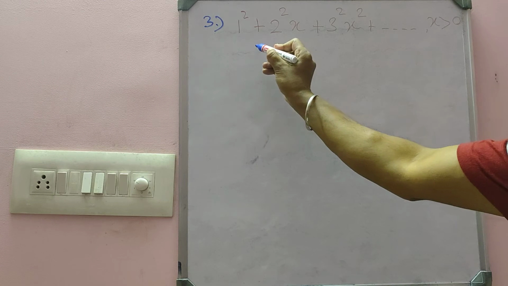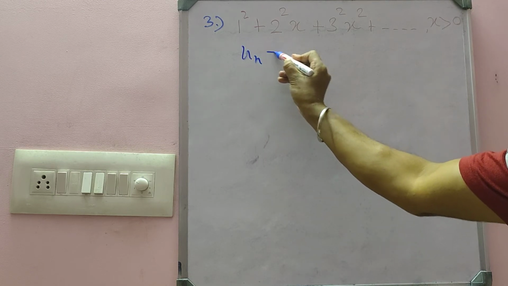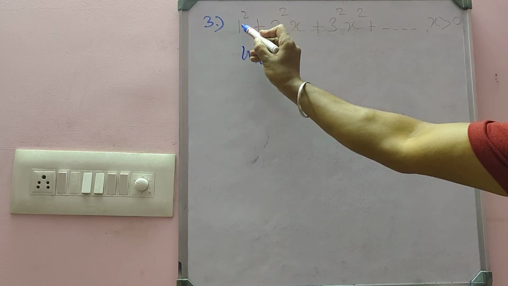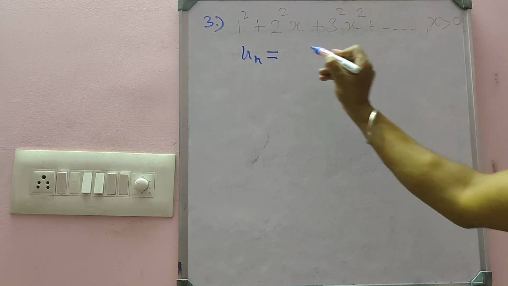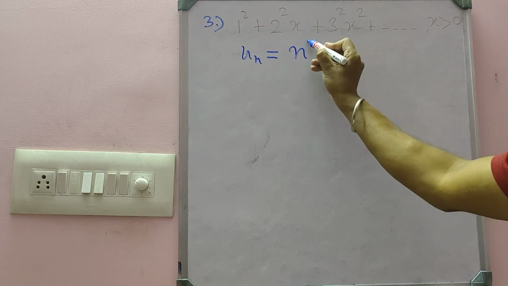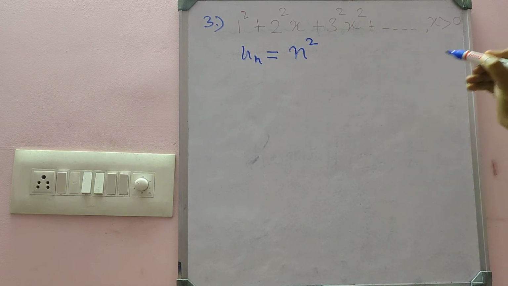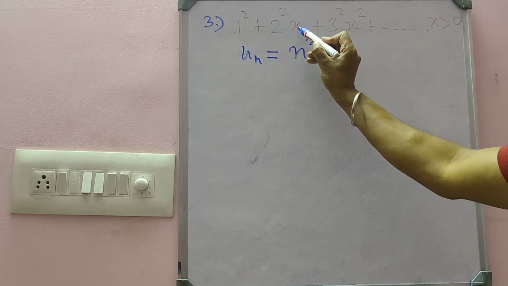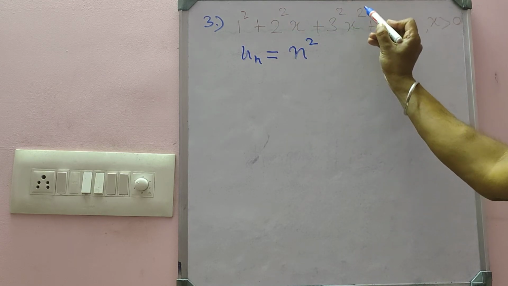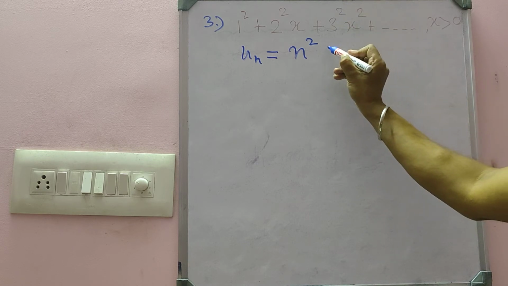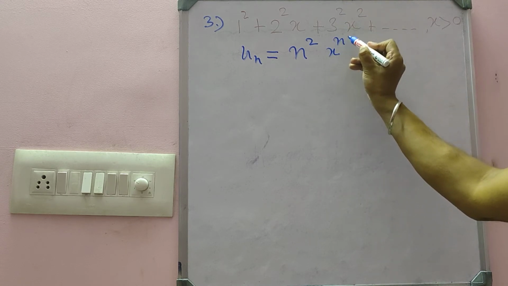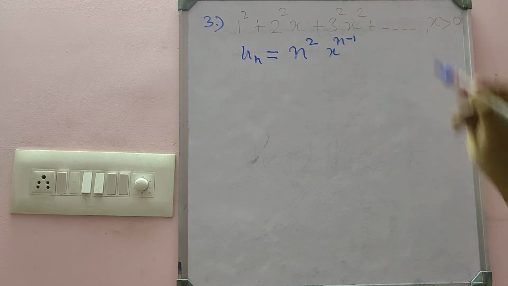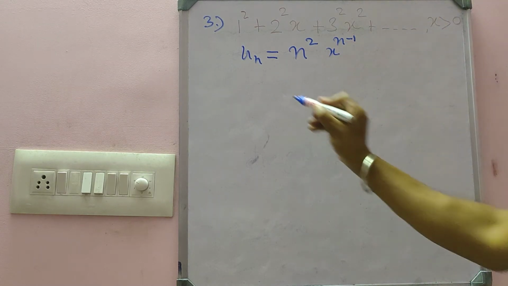So first step, always you have to find un. What will be un? How is it going on? 1 square, 2 square, 3 square, like so. In the n-th term it will be n square. Now see here, second term x, third term x square, means the power is 1 less, so x power n minus 1. n square x power n minus 1 is your un.